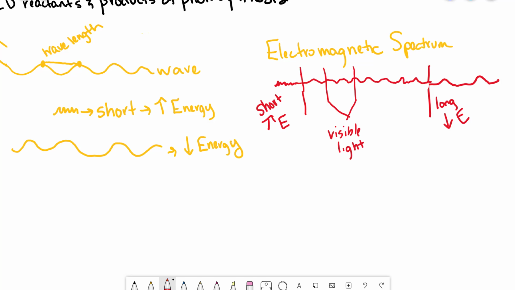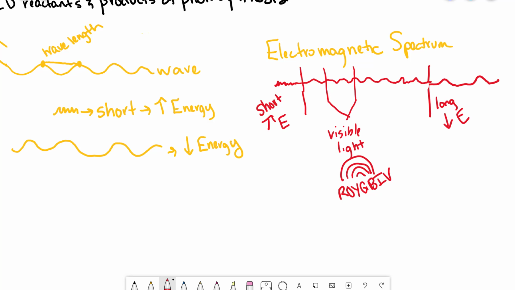The electromagnetic spectrum can have these really high energy short waves that are pretty dangerous to us, so we try and stay away from those, all the way to radio waves, which are very long wavelengths, but low energy. And somewhere in the middle is the visible light. Sometimes I draw a little pretend rainbow here so that I know it's ROY G. BIV: red, orange, yellow, green, blue, indigo, violet. And these are the colors that we see.